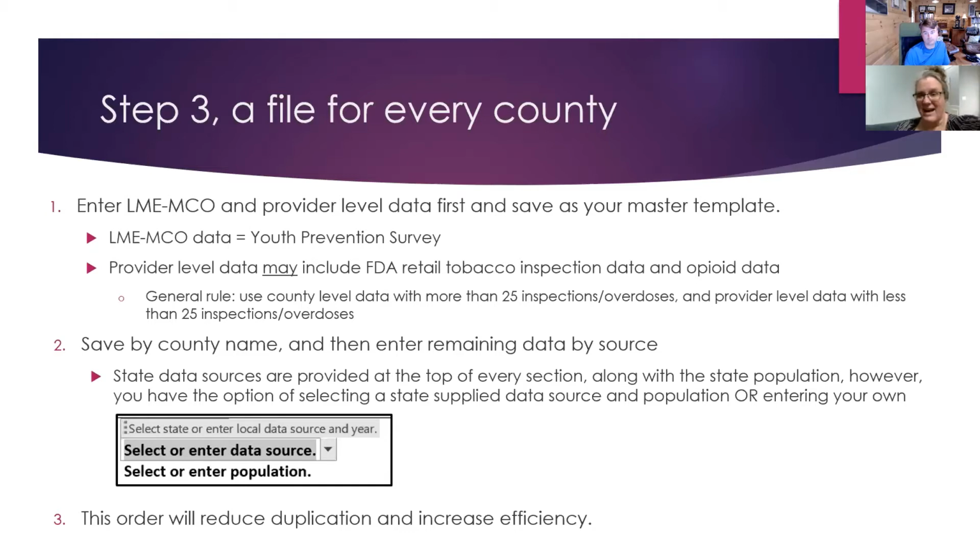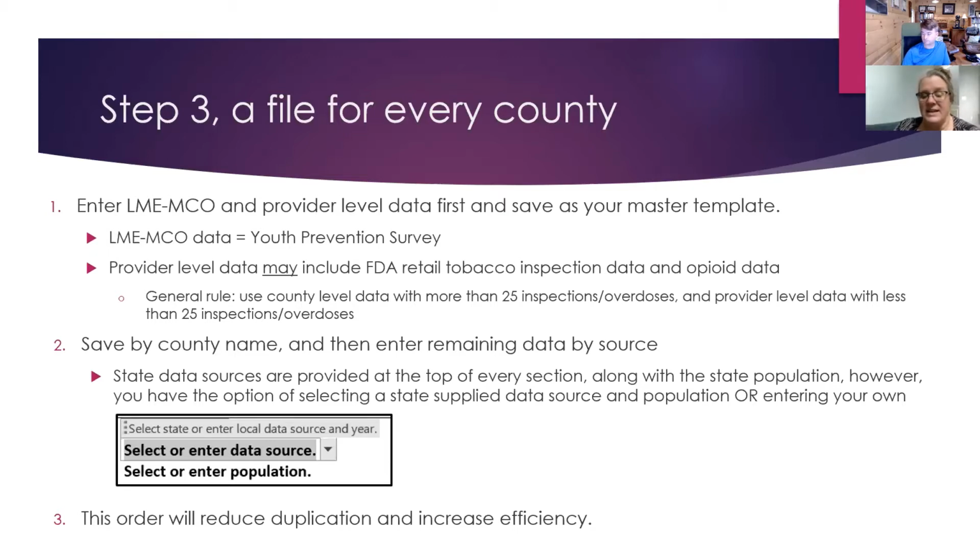So you're getting that higher level data, and then you're going to save it, and then you're going to create a separate file for each county. And then you only need to go in and enter the data that you have at the county level. That's going to be your consumption data. So that would be things like how many opioid prescriptions you had. There's not a whole lot of county level consumption data.